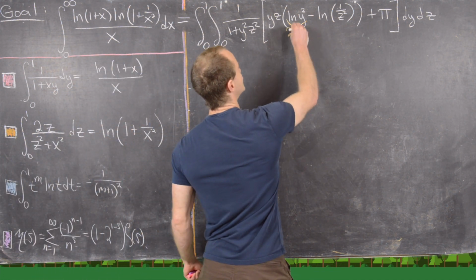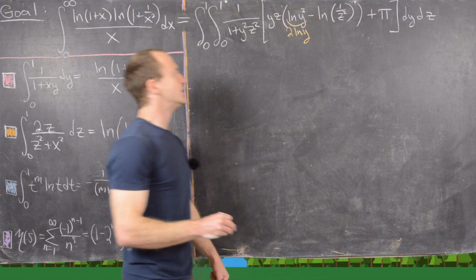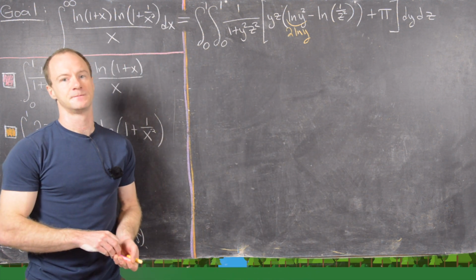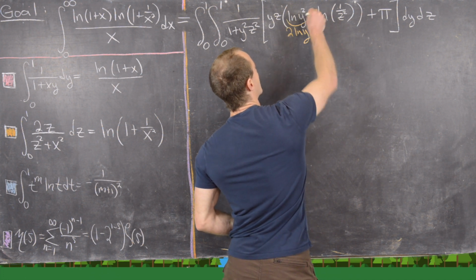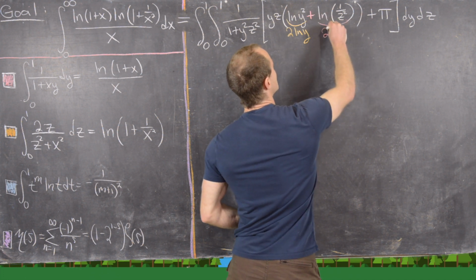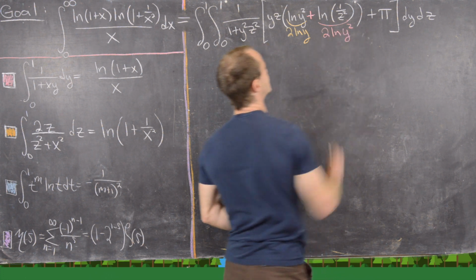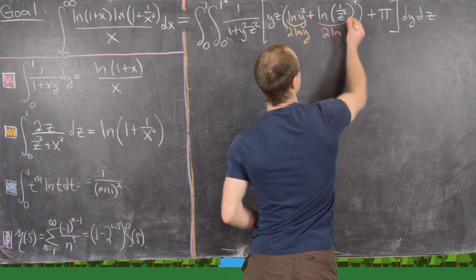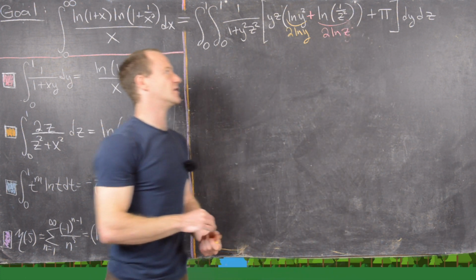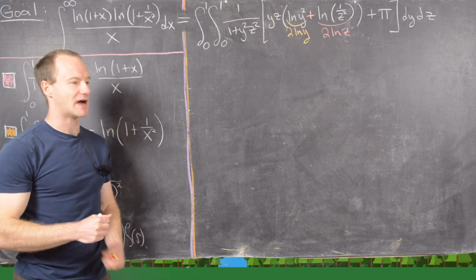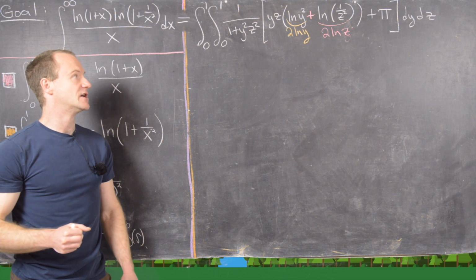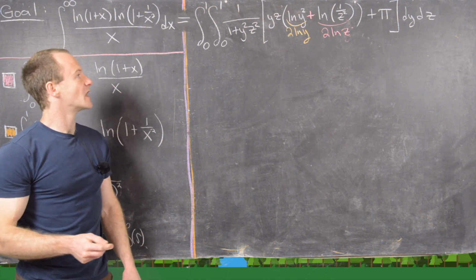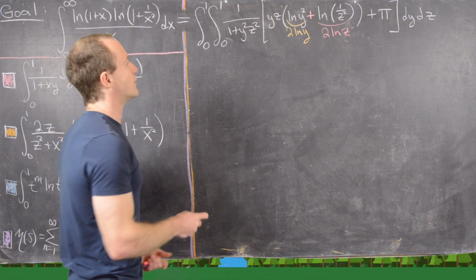Okay, now the next thing that I want to notice is that this natural log of y squared can be written as 2 times the natural log of y using exponent rules. And then also this natural log of 1 over z squared, well, I can turn that to a plus, and then this is going to be 2 times the natural log of z, for a similar reason. Notice that's really the natural log of z to the minus 2, but I can bring that minus 2 out front, and that changes the minus to a plus.